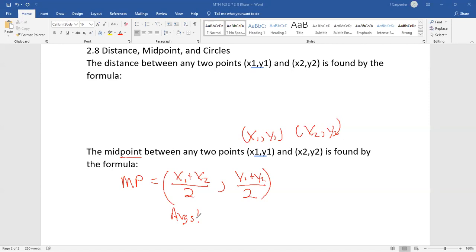And yes, when you plug in an apple, you get an orange. Ha ha ha. So that's our midpoint formula that you have to, no surprise, memorize. And that down there, that's an abbreviation for averages, AVGS.